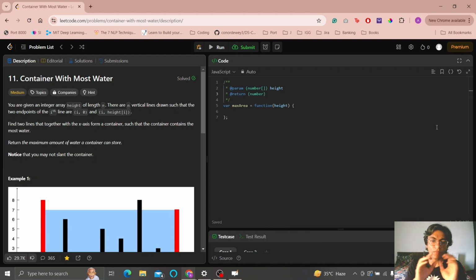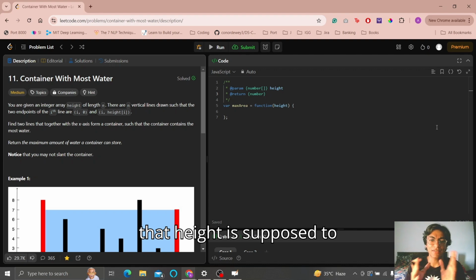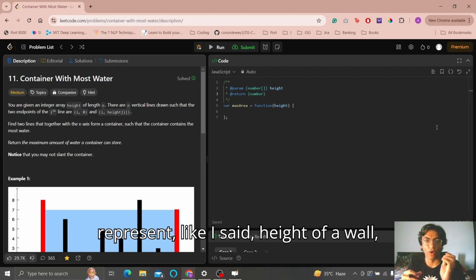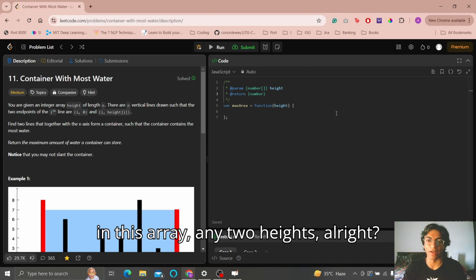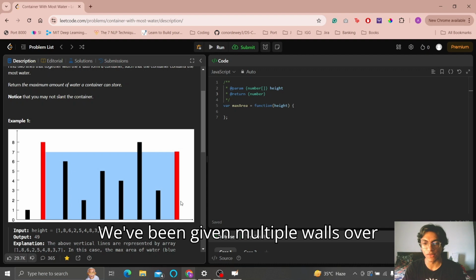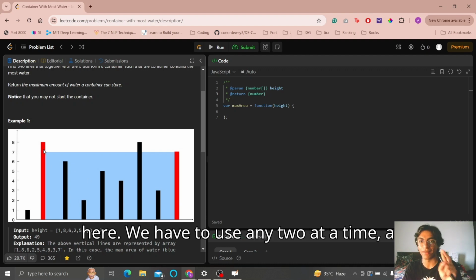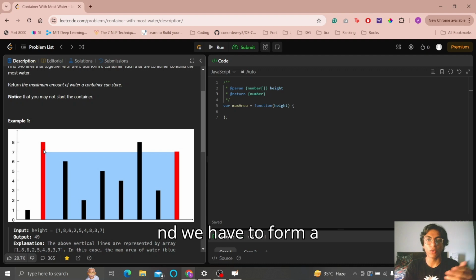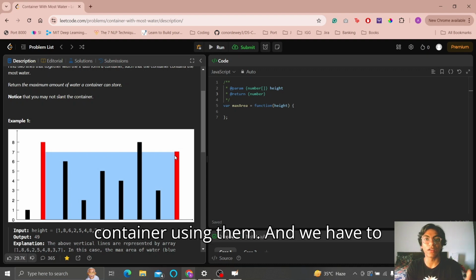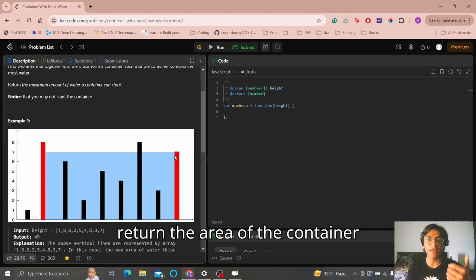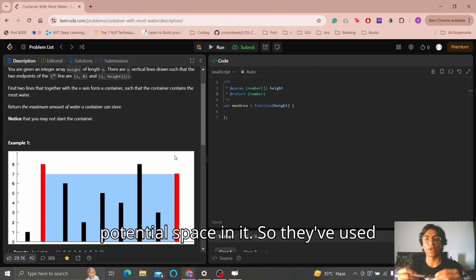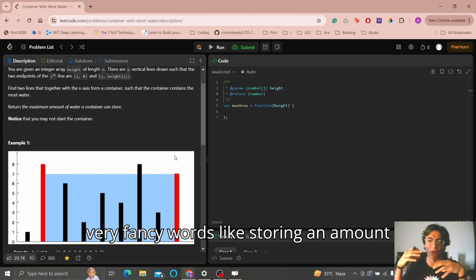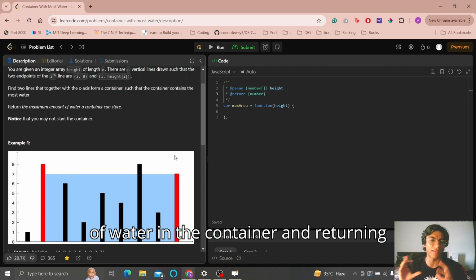Now, that height is supposed to represent, like I said, the height of a wall, and using any two heights in this array, any two heights, all right. We've been given multiple walls over here. We have to use any two at a time, and we have to form a container using them. And we have to return the area of the container that has the maximum amount of potential space in it. So they've used very fancy words like storing an amount of water in the container and returning it.